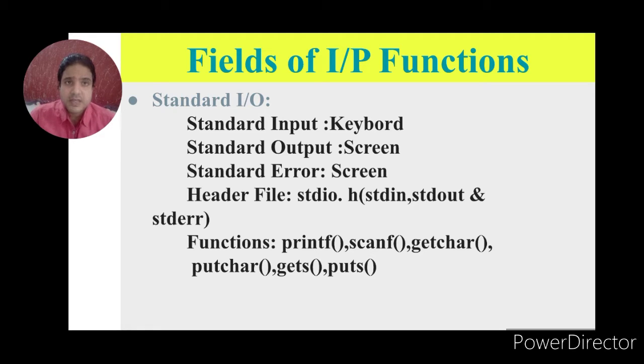Number first is standard input output. Standard input means keyboard, standard output means screen, standard error means screen. These are part of the hardware. What are the header files which are used to support these standard input output hardware and functions? This is stdio.h, which is the part of stdin, stdout, stderr. Means standard input, standard output and standard error files.